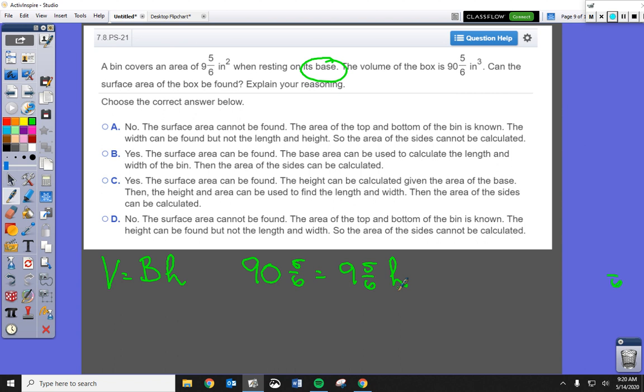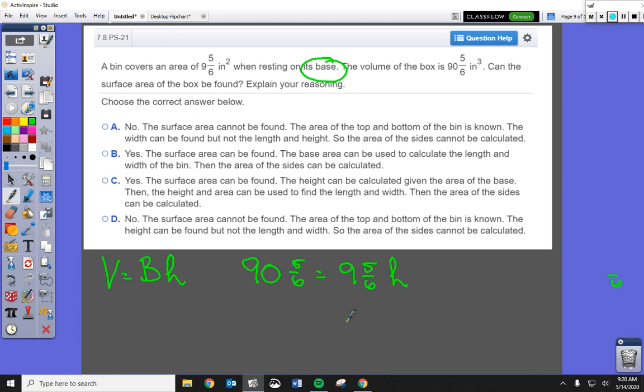Now, I'm going to have to guess two numbers because I don't know all the dimensions, do I? So let's see here. I could figure out the height, but I still don't know the length and the width, because I'd have to find the length and width in order to calculate the surface area.